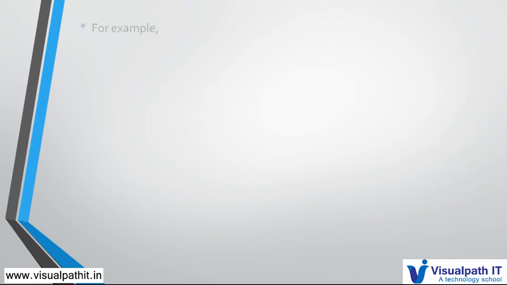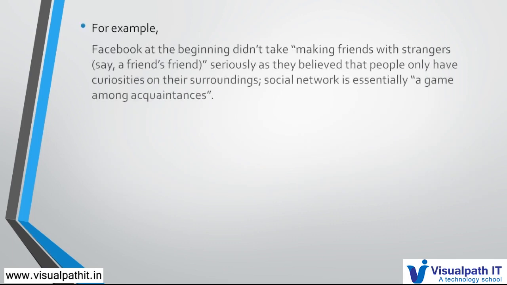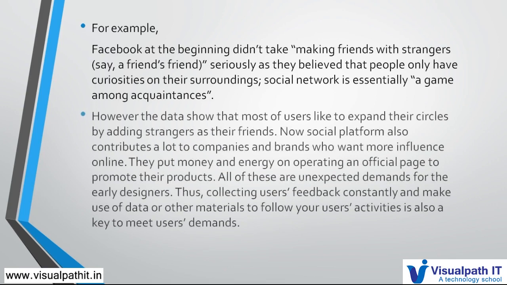For example, Facebook at the beginning did not take making friends with strangers, say a friend's friend, seriously, as they believed that people only have courtesy on their surroundings. Social network is essentially a game among acquaintances. However, the data show that most users like to expand their circles by adding strangers as their friends.